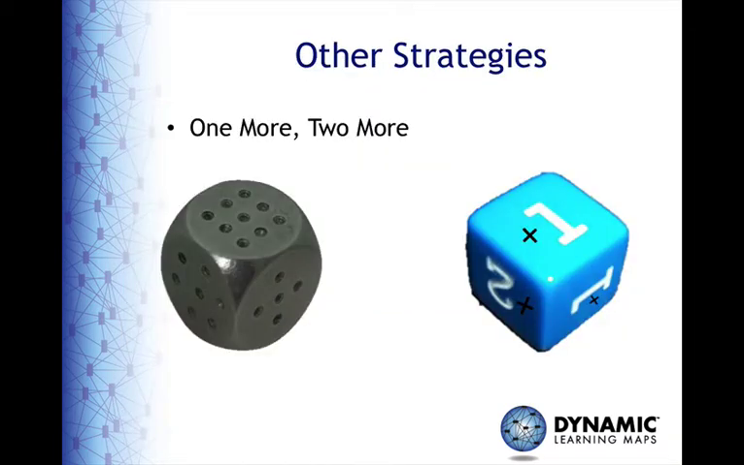There are a few other strategies that are good to know and use with students as they develop their calculation skills. The first is 1 more, 2 more. A quick example of an activity that utilizes this strategy involves the use of number cubes. The first number cube might have the numbers 1 through 6, or 3 through 8, like the left cube on your screen, or it could even have the numbers 5 through 10. The second cube has 3 sides with +1 and 3 sides with +2.